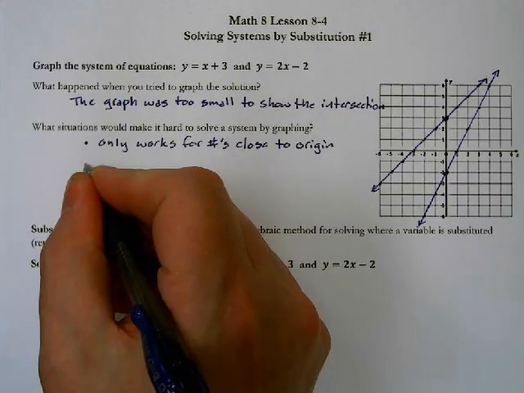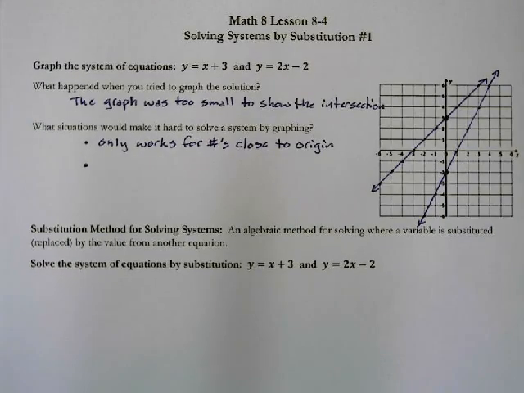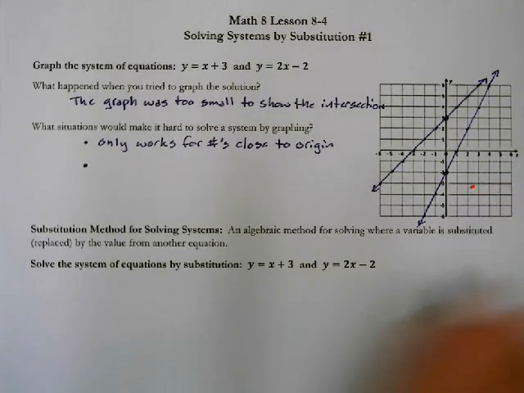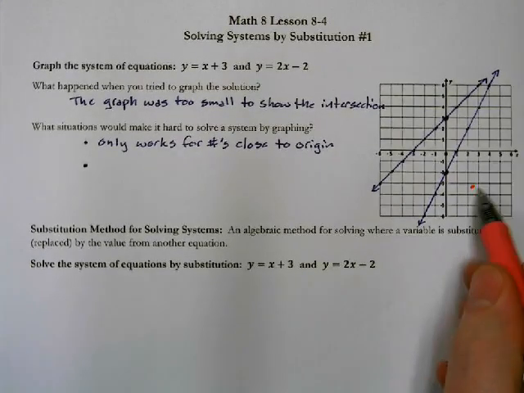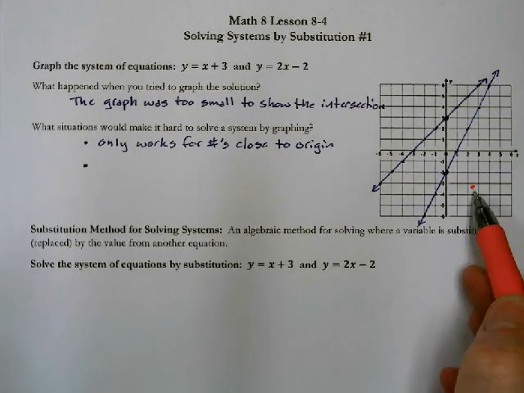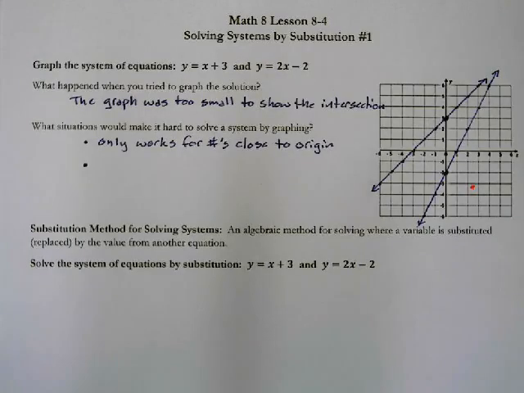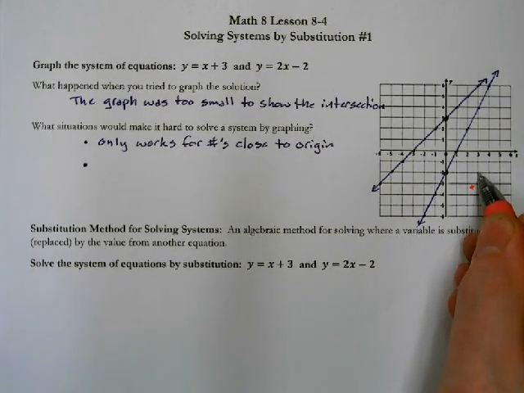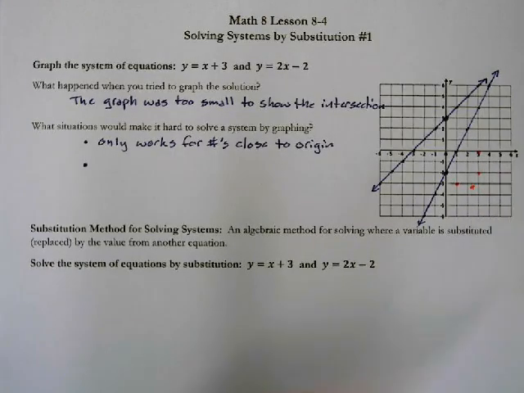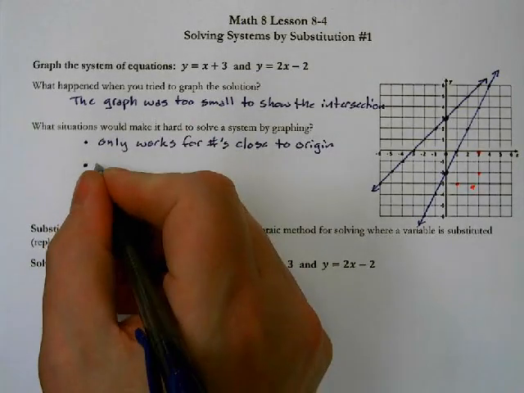The other thing is, we haven't really seen it, but what if our two lines cross somewhere like right here? I can't tell where that is. Was it 2.2, -3.1? I don't know. Our solutions for graphing have been working because we were always crossing at a lattice point, where it was really easy to see the solution. So the graphing method doesn't work very well when the solutions are not whole numbers or integers.